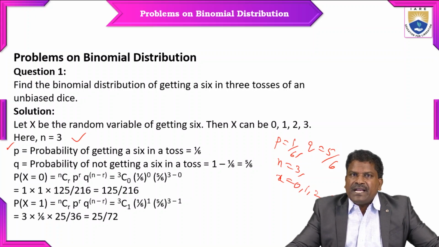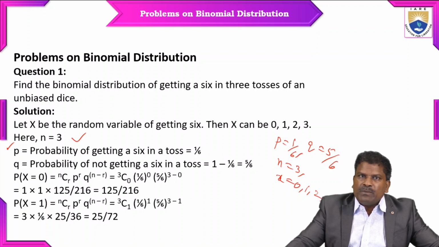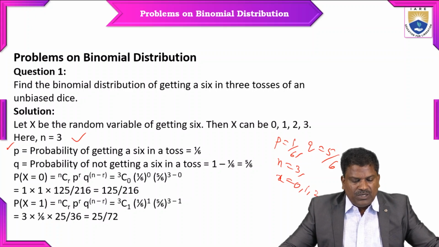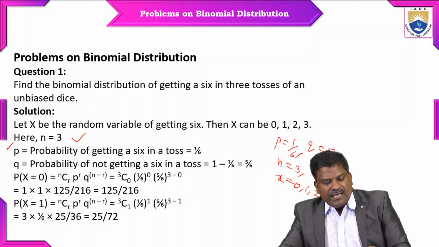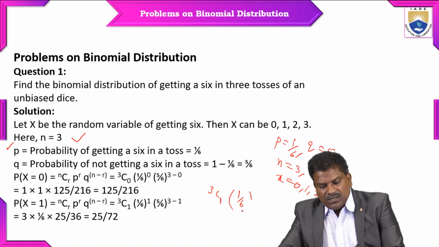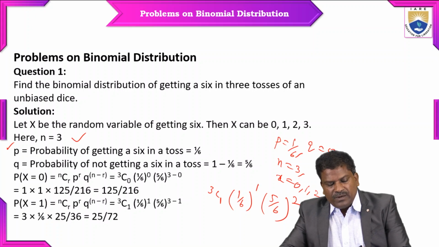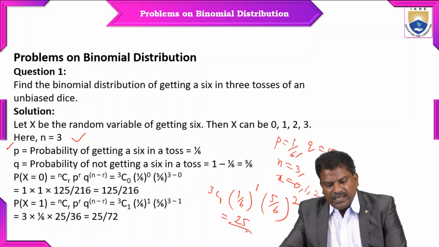Next, let us find in the same way P of x is equal to 1. Apply in that formula nCr p to the power r into q to the power n minus r. What is n value? 3. 3C1, p is 1 by 6 to the power r, 1, q is 5 by 6 to the power n minus r, 3 minus 1 is 2. Simplify, its value will become 25 by 72.